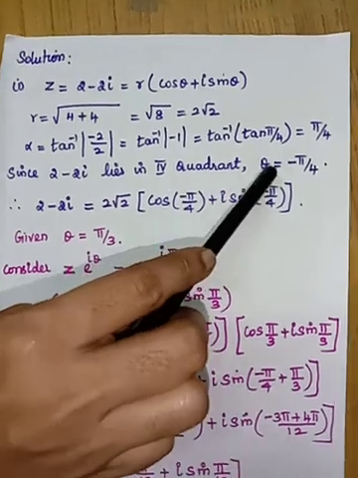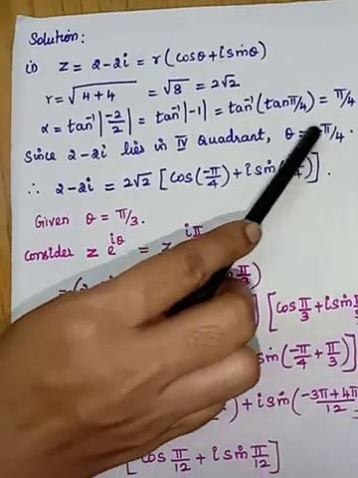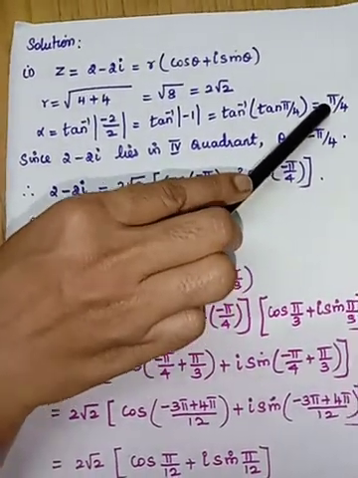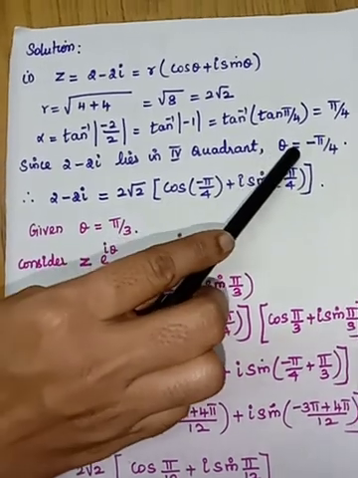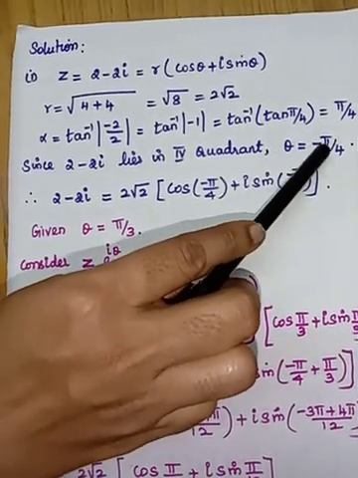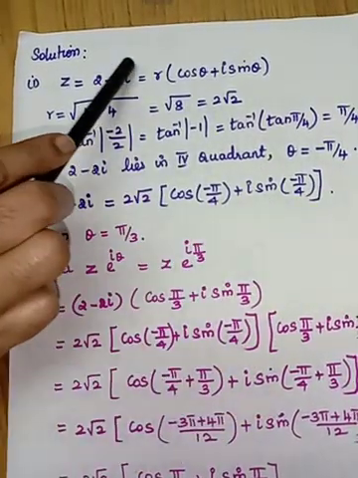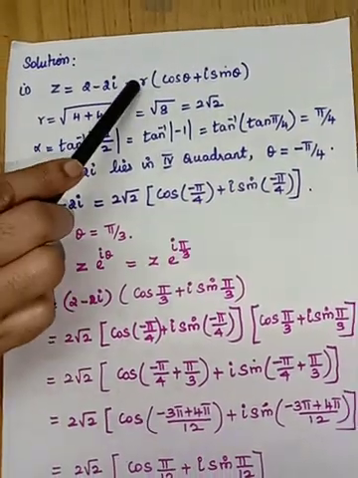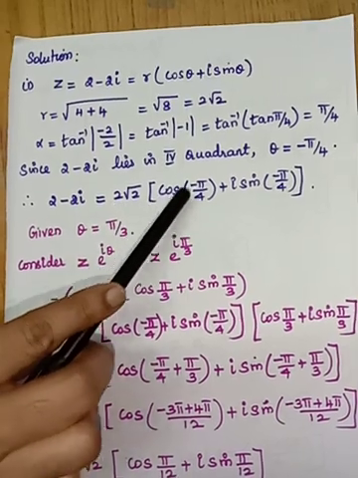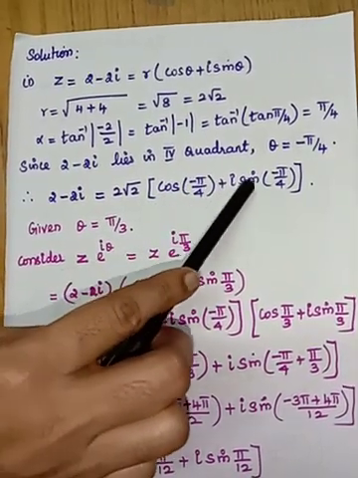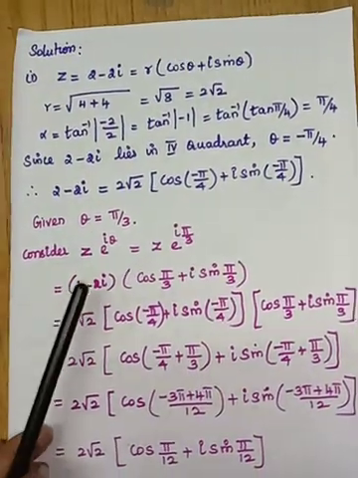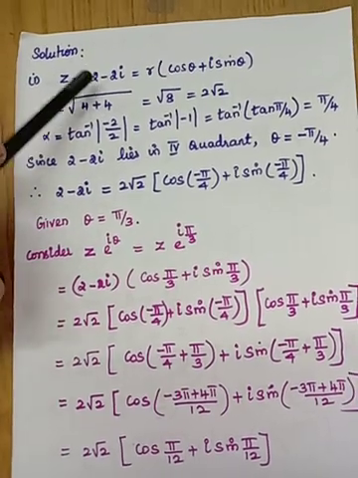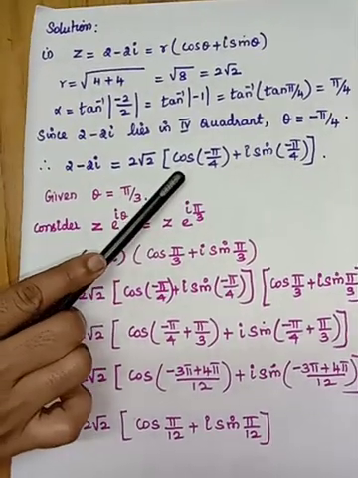If it is in the fourth quadrant, theta is equal to minus alpha. So I have written alpha is pi by 4. So now your theta is equal to minus alpha, so minus pi by 4. So we can write this complex number 2 minus 2i as, in the place of r, 2 root 2 cos of minus pi by 4 plus i sin minus pi by 4. What I did is change the given complex number into the polar form.